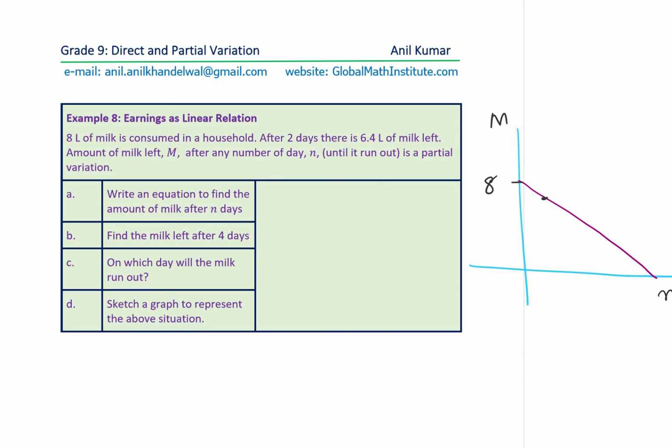We are given one value here, which is after 2 days, that means when n is 2, the remaining milk is 6.4 liters, right? This is in liters. You started with 0 and 8. That gives you the slope and the equation of the line, and you can actually answer the rest of the question. I'd like you to pause the video, take this as a test question, answer, and then check with my solution.